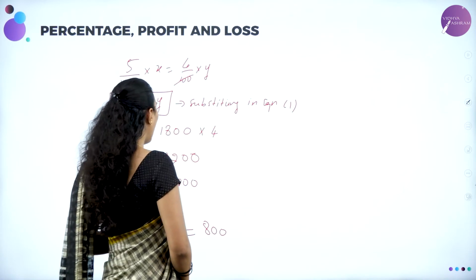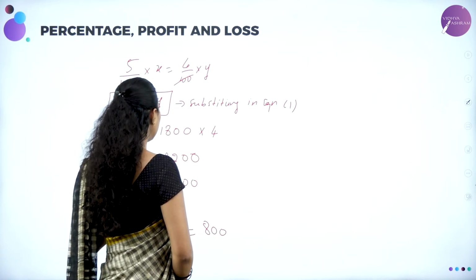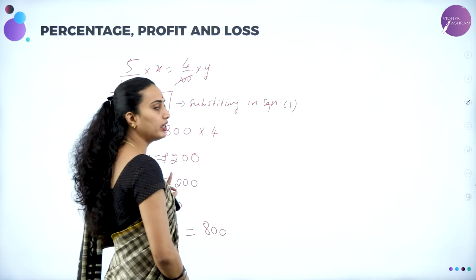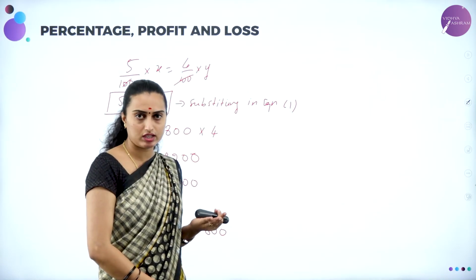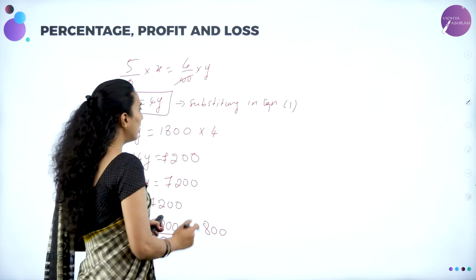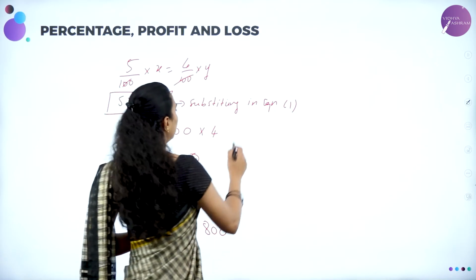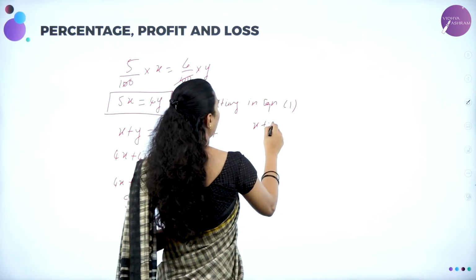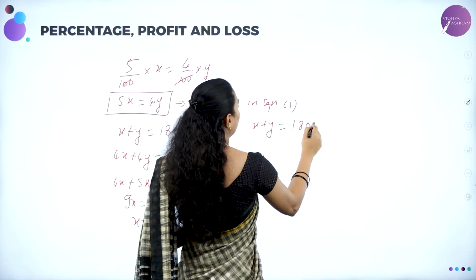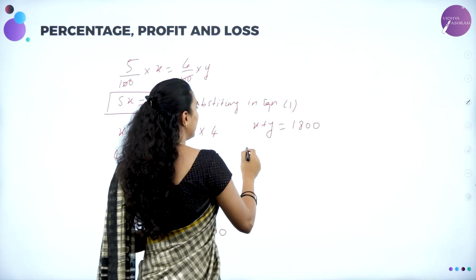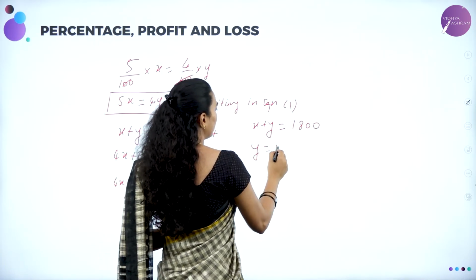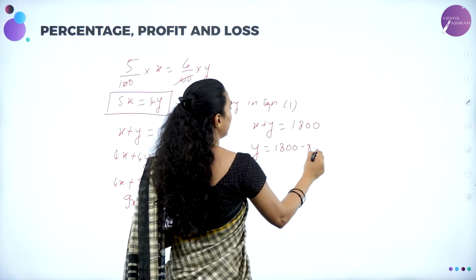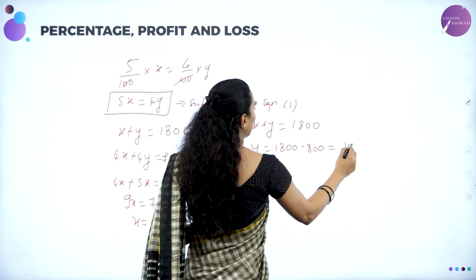What will be the number of boys? You are going to substitute in this. x plus y, 1800 minus 800 is 1000. That's it. Correct? So the number of girls is 800. Therefore x plus y is equal to 1800. You already know x is 800. y will be equal to 1800 minus 800, which will be 1000.